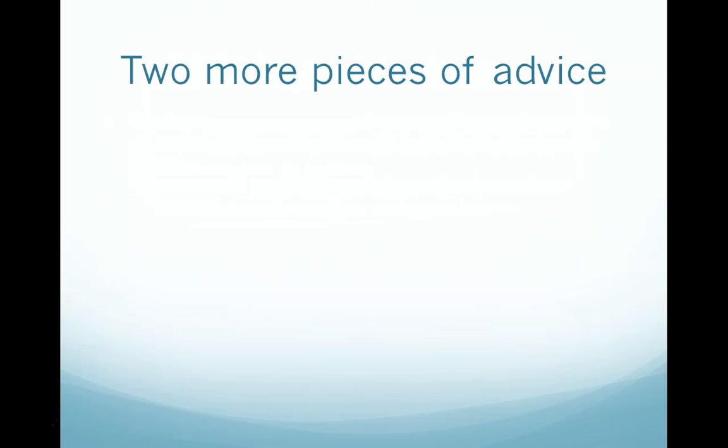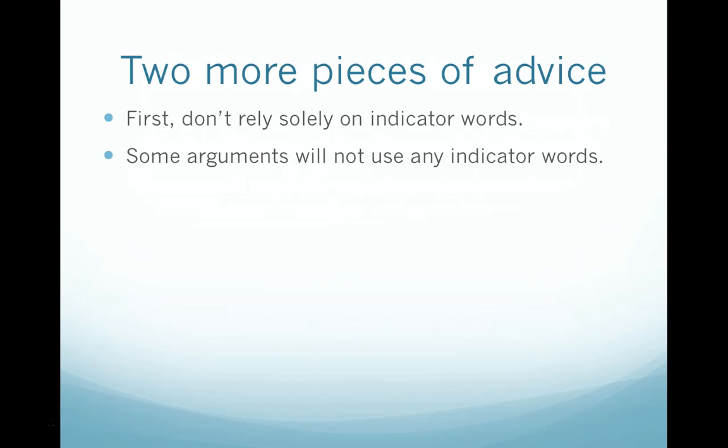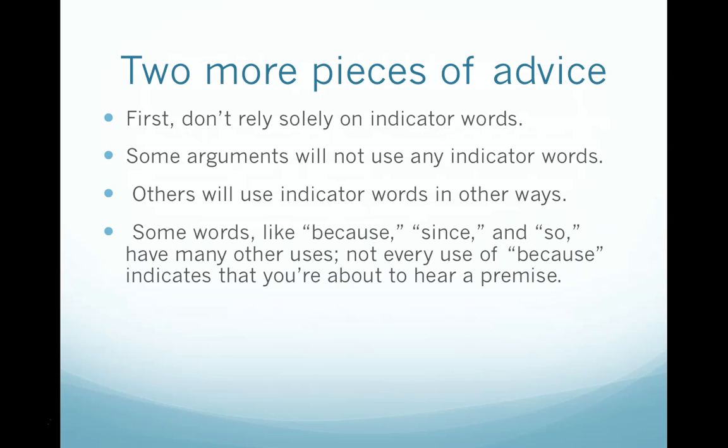Now here's a couple more pieces of advice. First of all, you shouldn't rely solely on indicator words. This seems like an easy way to go, but ultimately there's a lot of situations where it can trick you. Some arguments won't use any indicator words at all, and others are going to use indicator words in other ways, so not to indicate conclusions or premises. Some words like because, since, and so have many other uses. Not every use of because indicates that you're about to hear a premise.